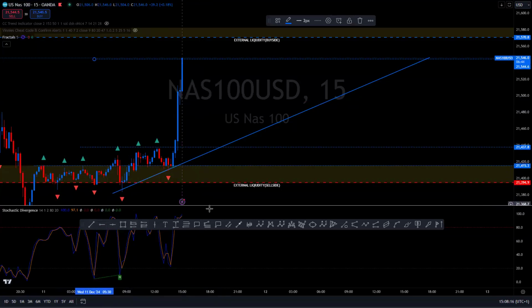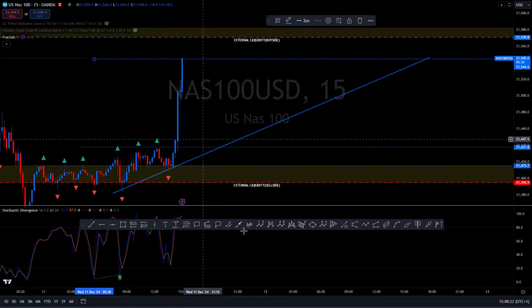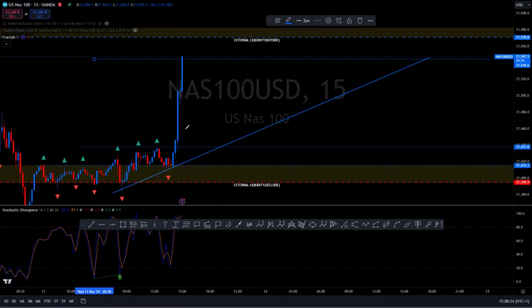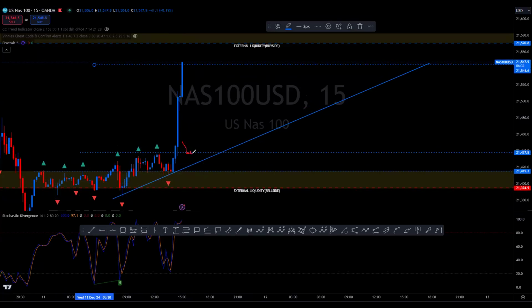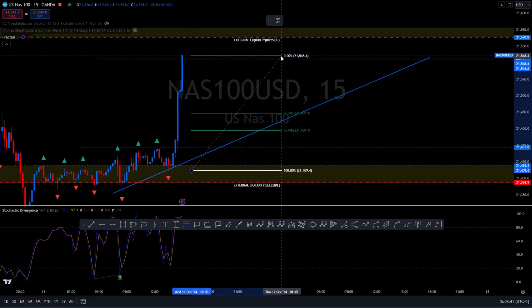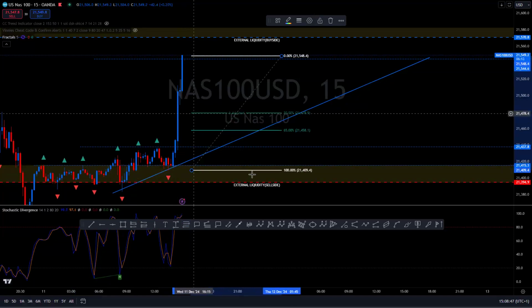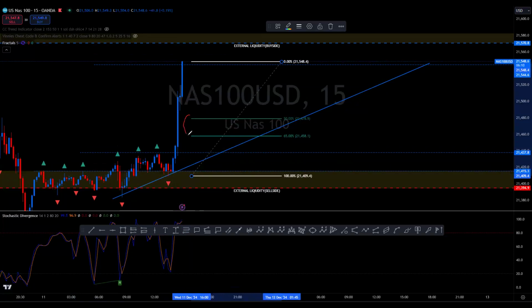In reality, we're looking for price to come down to this area and react to this area here. Let's pull out Fibonacci first. We want to start from this swing low to this swing high. We're looking for price to come down to this area and do a liquidity sweep right around here. This is going to be our reaction area, because price broke this high, but this is a new level.